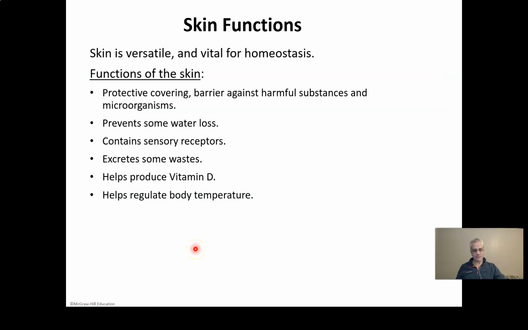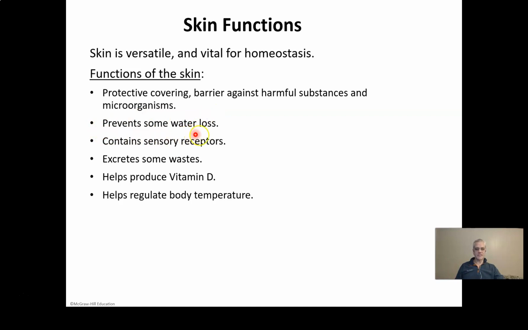All right, skin functions. What does the skin do? Well, you know some of the stuff it does. It protects, a protective barrier against harmful substances and microorganisms. I said it before, I'll say it again. The protective role that your epidermis and dermis play in the prevention of disease is huge. It's the first line of defense, for sure.